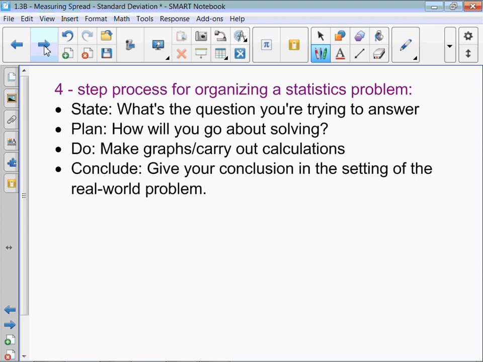All right, so we're just kind of introducing you to what's called the 4-step process. I would just write down state, plan, do, conclude. You're going to do a lot of these. State, plan, do, conclude. So for state, you're going to state what the question is you're trying to answer. For the plan, how are you going to go about solving it? Do, actually do the problem, like make some graphs, do calculations, and then conclude. Write a conclusion, always relative to what we're talking about.